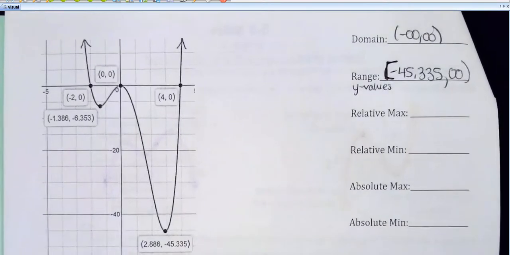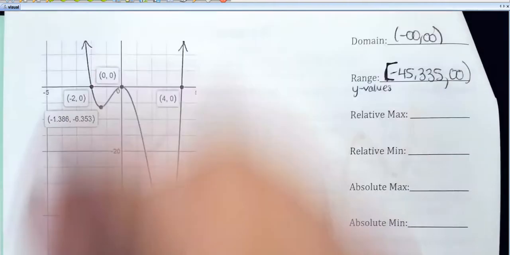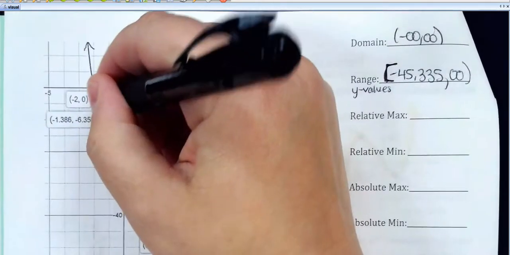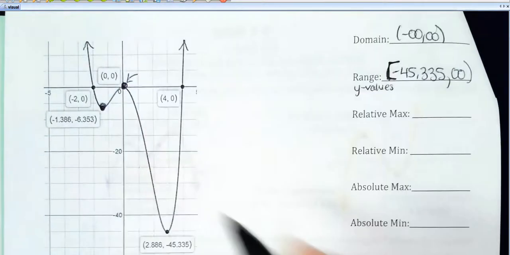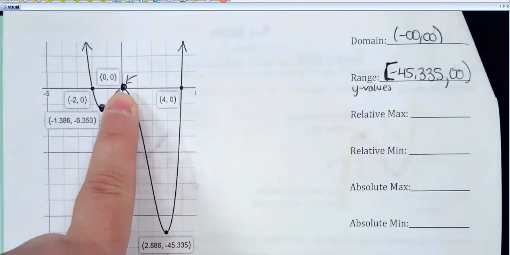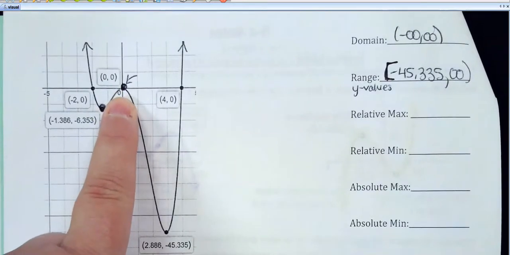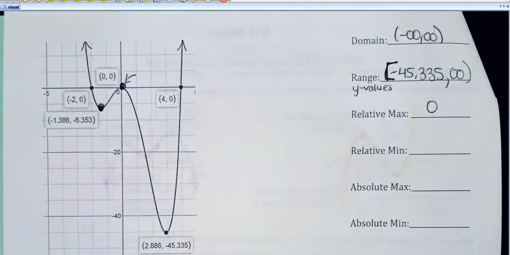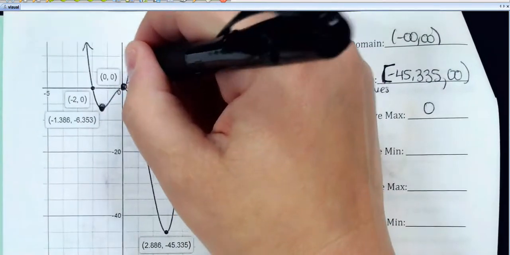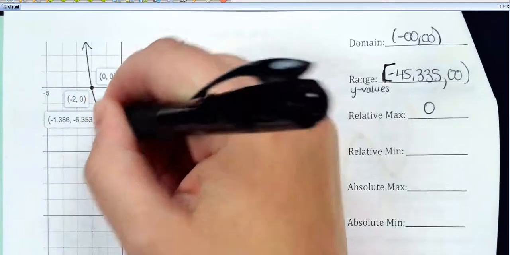Now, relative maximum here, this is kind of tricky, but these are at turning points. So my relative maximum here actually is right at that turning point. That is a relative maximum, and it's actually the y value I'm using here, which is 0. I'm going to write that in there, relative max. Your relative minimum on this is going to be right here.